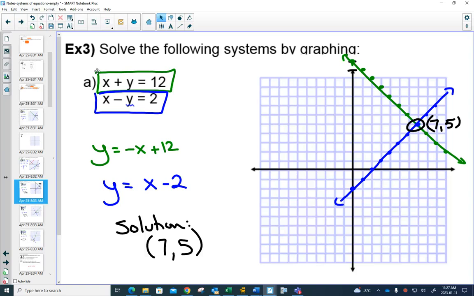So again, I color-coded things. I first took my green equation and I wrote it in y equals mx plus b so that I knew my y-intercept and my slope. But it was kind of like, oh, the y-intercept went off the graph. But I still was able to work with it. And same thing with the blue equation.